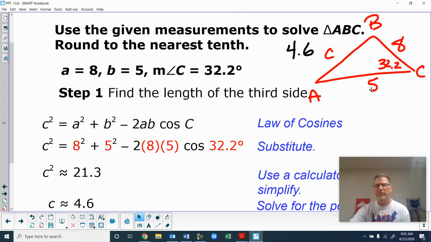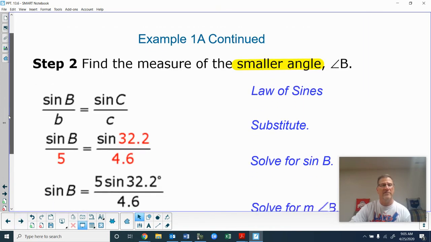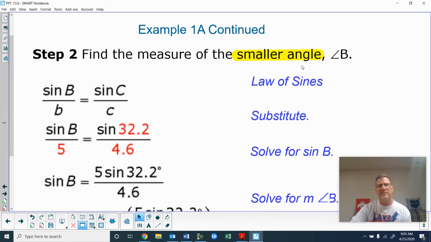So always, when you go from law of cosines to law of sines, find the smaller of the two angles. So we're going to find angle B. They set up the law of sines, and again, I have the smaller angle highlighted. So sine of angle B divided by side B equals the sine of angle C divided by side C. Side B was 5, angle C was 32.2, and side C was 4.6. That's what we figured out.